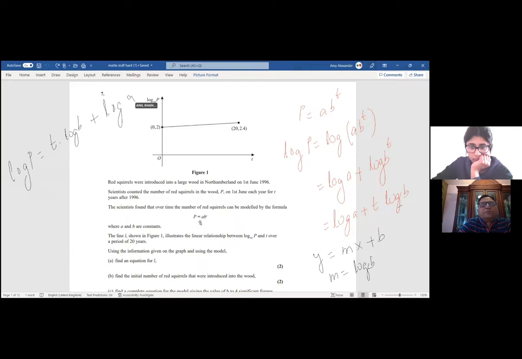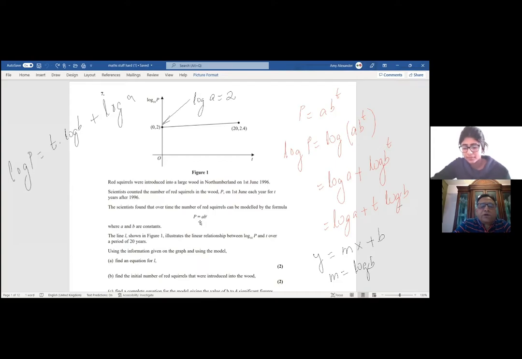From here, log a is 2. Do you see that? So log a is equal to 2. That is a y-intercept. So that is how you could interpret it. This is a linear equation where log a is a y-intercept, a constant, and the gradient is log b, and t is your independent variable as shown in the diagram. Correct.